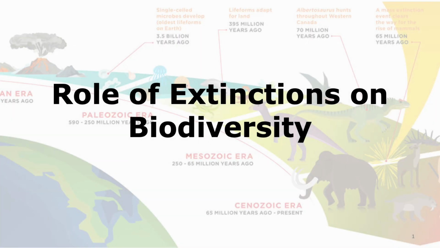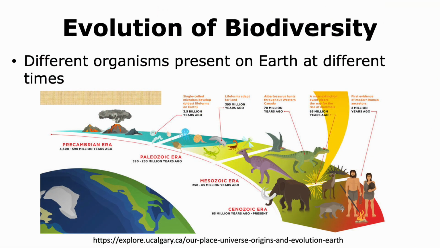In this talk, we will learn about the role of extinctions on biodiversity. At any point in time since life evolved, we have had different living organisms present on Earth. And we define this variety of living organisms on Earth as biodiversity.